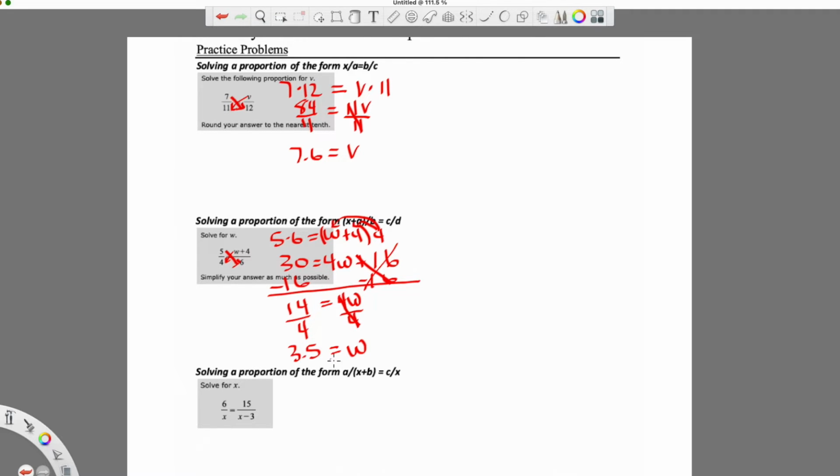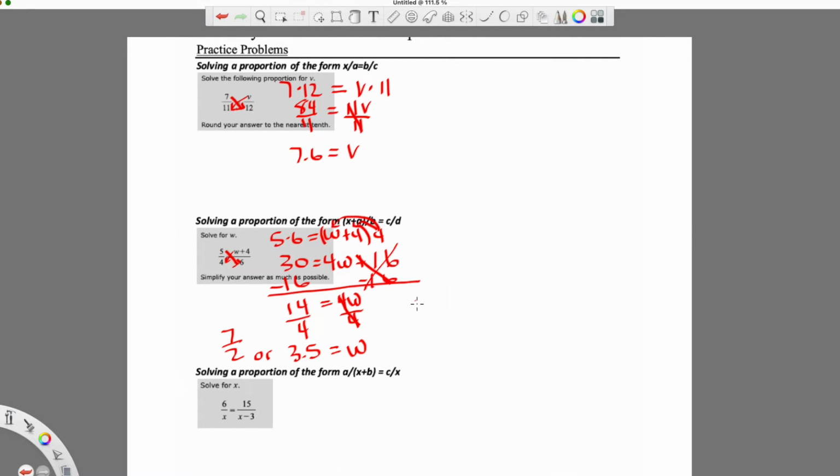I can also leave this as a fraction because I could simplify and divide by 2. So I could say it could be 7 over 2. So 7 over 2 or 3.5. Either answer would be accepted on Alex, but make sure you simplify. 14 over 4 would not be accepted because it's not simplified. So just be careful about that little piece.